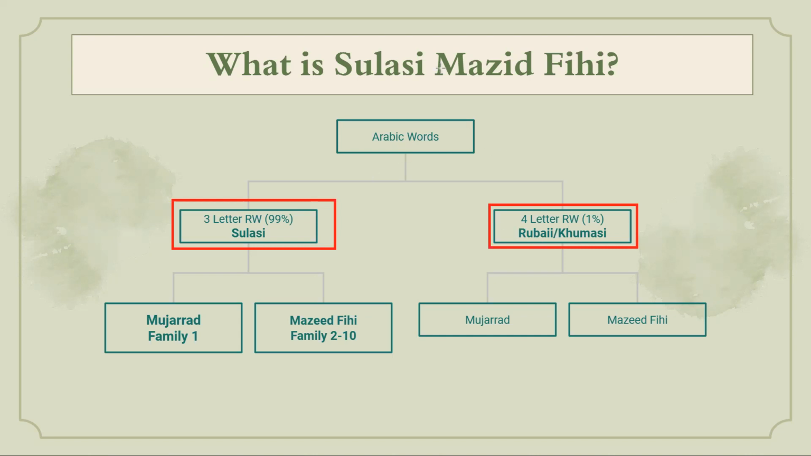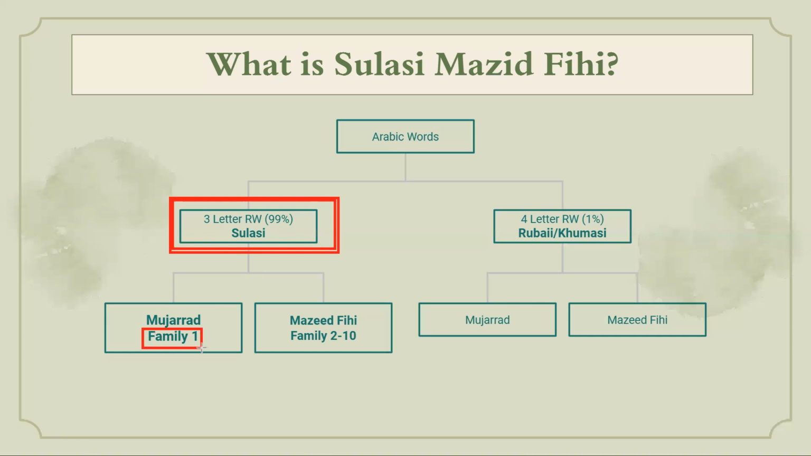But our main focus is only on Sulasi, because obviously 99% of words in Arabic are Sulasi, 3-letter root words. And so far in the last 5 lessons, you were studying Sulasi Mujarrad. The words that contain a 3-letter root and come from family 1. The Bab is known as Sulasi Mujarrad, or we can say family 1.